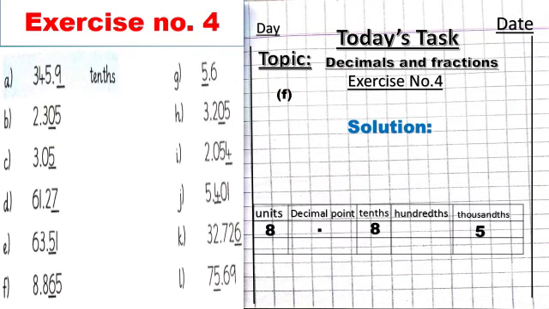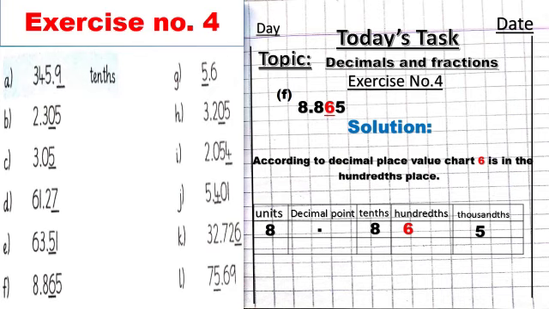Let's move to part F, that is 8.865. So dear students, here we will identify the place of digit 6 because 6 is the underlined digit. To identify the place of digit 6, we will draw the decimal place value chart. Look at this chart, 6 is in the hundredths place. So dear students, according to the decimal place value chart, 6 is in the hundredths place.